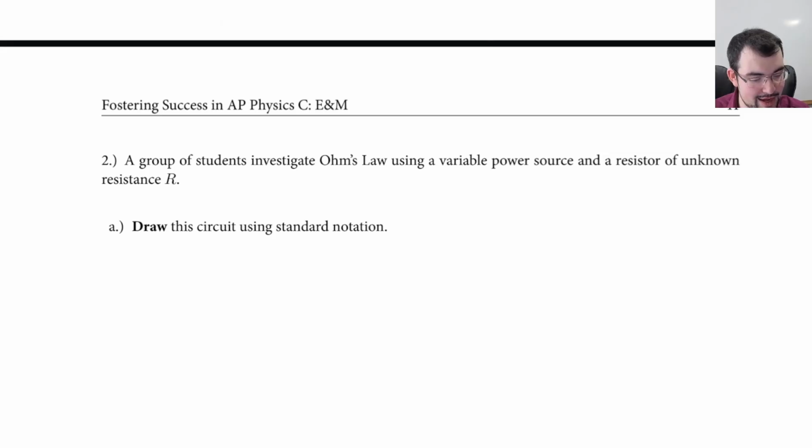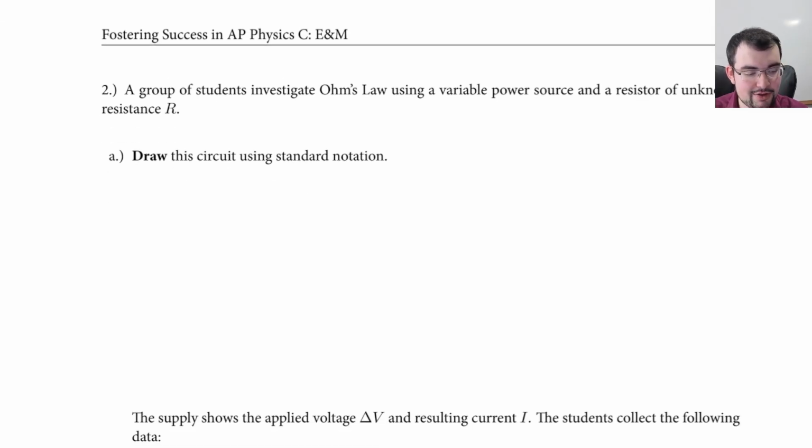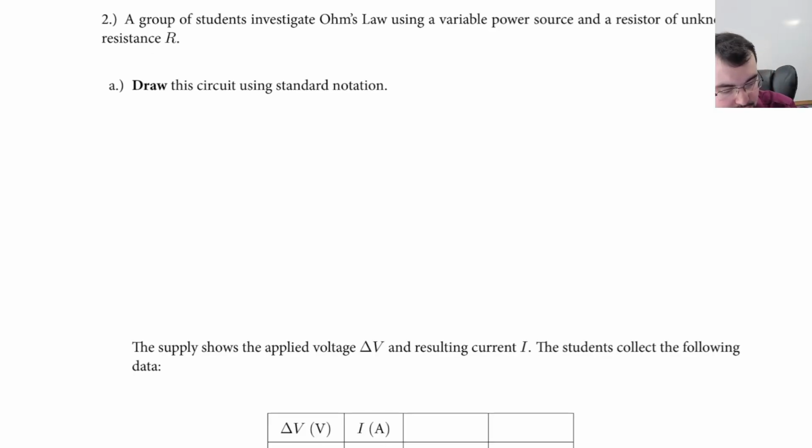This is the classic lab. Calculate resistance using Ohm's law. A group of students investigate Ohm's law using a variable power source and a resistor of unknown resistance R. Draw this circuit using standard notation. So it doesn't matter, it's a variable power source. We'll still call it a battery.